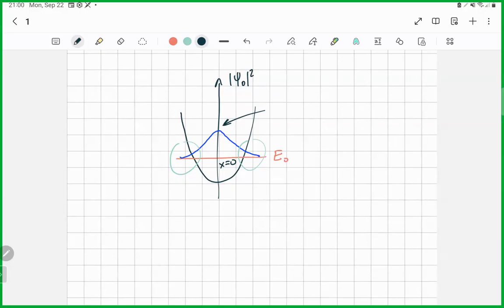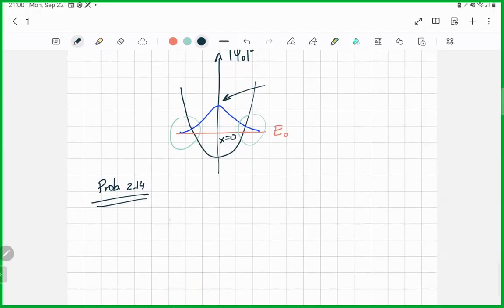And then there is a very interesting problem for you to solve, problem 2.14, which is exactly that. If we can find the particle outside the classically allowed region, what is this probability? So problem 2.14 is: what is the probability of finding the particle outside the classically allowed region, so in the classically forbidden region? How would we compute this probability? Well, what is the classically forbidden region?